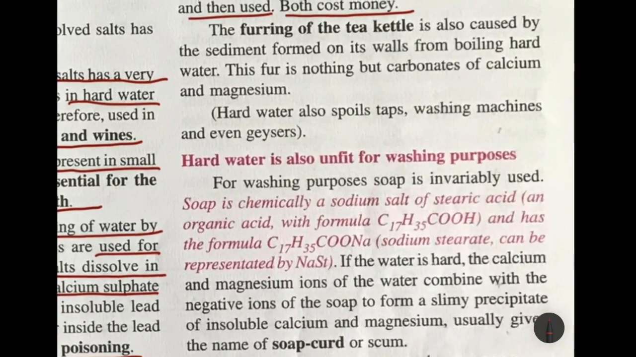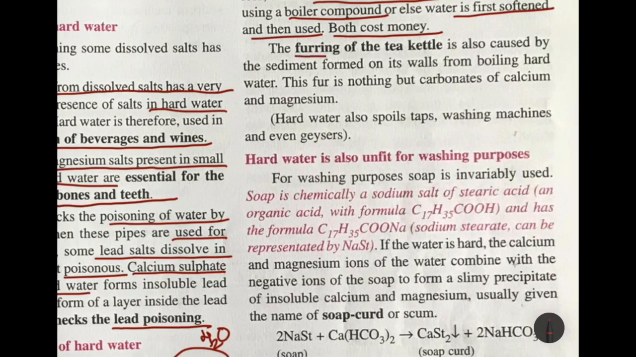Now, the furring of tea kettle is also caused by the sediment formed on its wall from boiling hard water. If you continuously boil hard water inside a tea kettle, a solid layer will be formed on its inner walls. So it is known as furring of tea kettle. The fur is nothing but carbonates of calcium and magnesium.